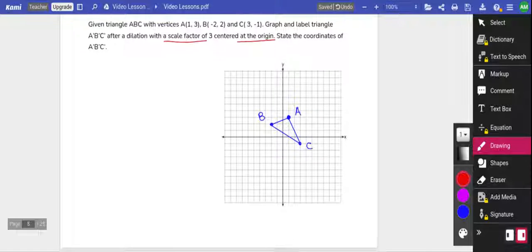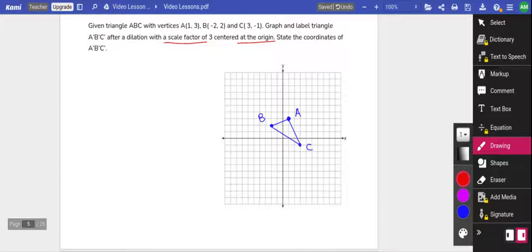Whenever we dilate a figure, first we have to pay attention to its center. So we're going to count from the center to each point. Starting at my center, which is the origin, I'm going to count up to point A. So I would go up 1, 2, 3, and over 1 to get to point A. Now there are 2 ways to do this, but the way that I like to do it is to say that that is a scale factor of 1, and I can tell because I already have 1 slope triangle drawn.